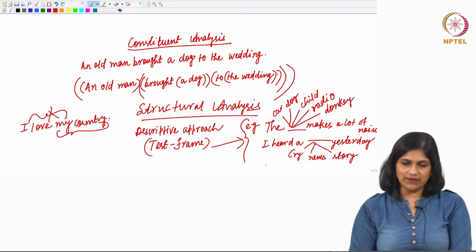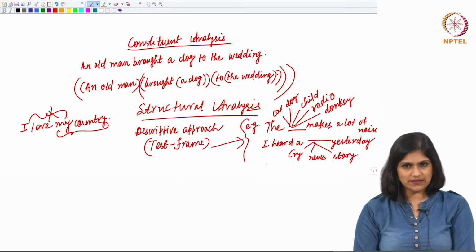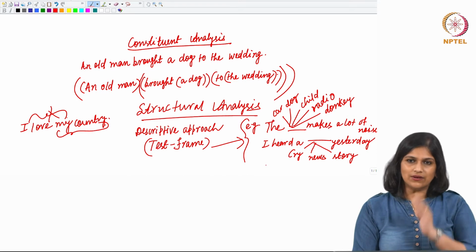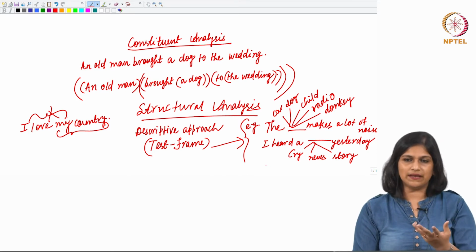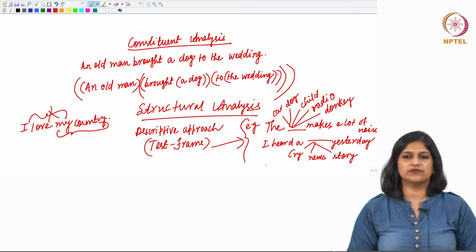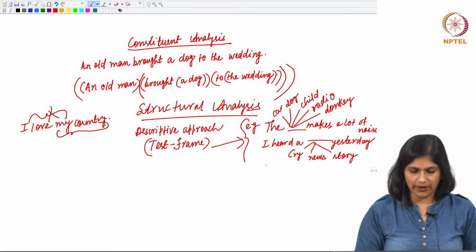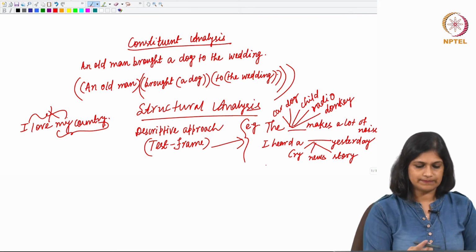When I read this statement, you must have noticed I said an old man, that is one unit, brought, a dog, I read it as a unit, let us see whether we can put it in the constituent category or not, and then to the wedding. So the way I speak also gives you some idea what the constituents could be, or which units can go together, right. So now let us do the analysis.